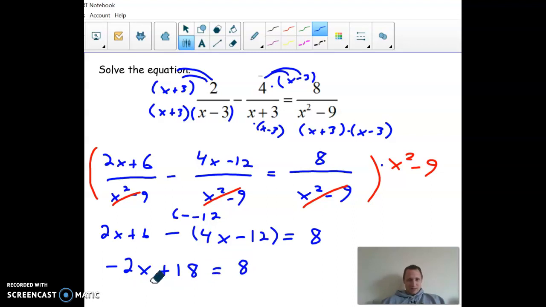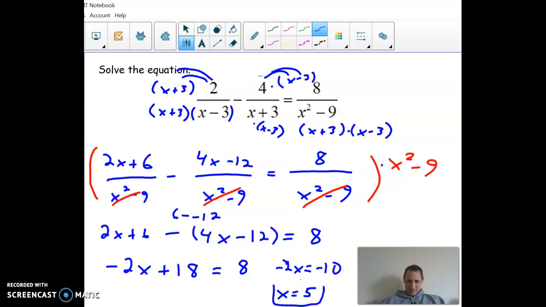Okay, and now we're good. Minus 18 from both sides. So negative 2x equals negative 10. And then divide by negative 2, and you get an answer of 5.